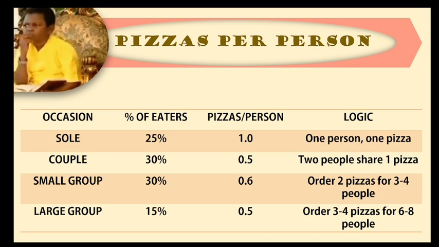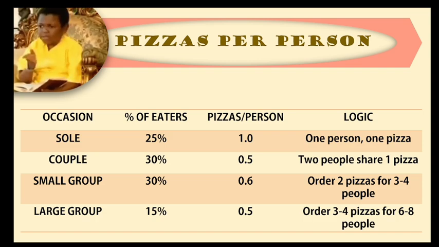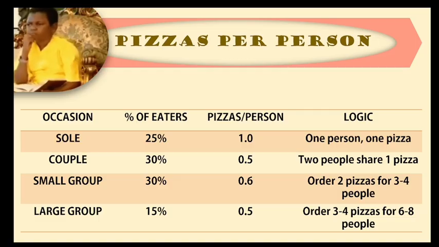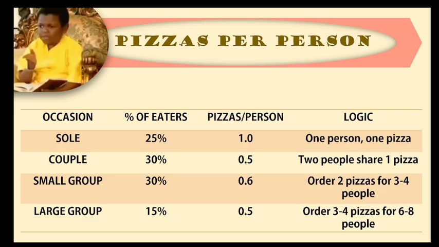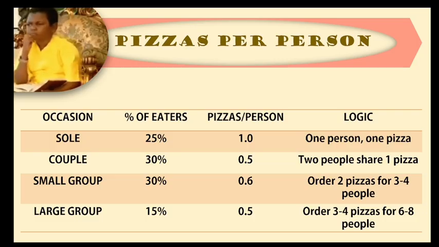Now let's look at per person consumption. When the occasion is solo, which is 25% of total eaters, one person eats one pizza, a typically normal small size. When the occasion is couple, I'm assuming 30% of them are couple eaters, and they might share one regular or large size pizza. So per person it is 0.5, or half.